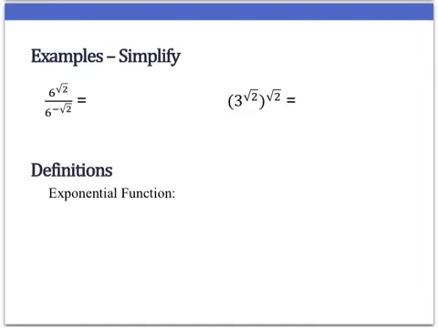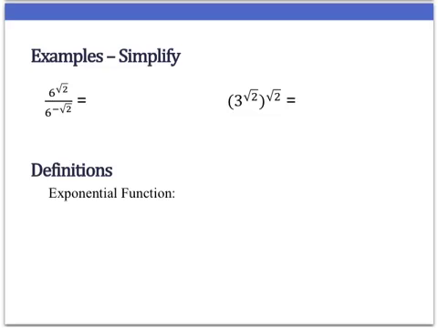Okay, we're going to simplify some numbers. And what you're going to notice about these numbers is that these two examples have square roots. Now it doesn't matter whether your number is a square root or an irrational number like the square root of 2 or pi or any other number. The point is that you can apply the rules of exponents.